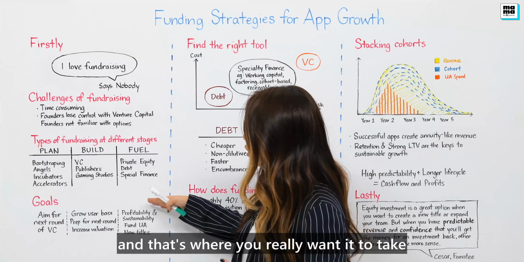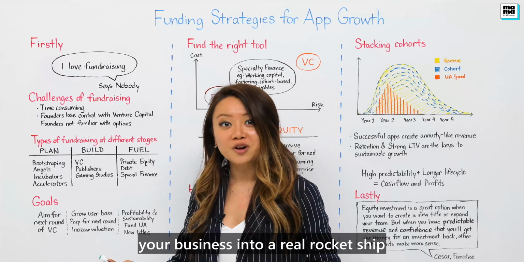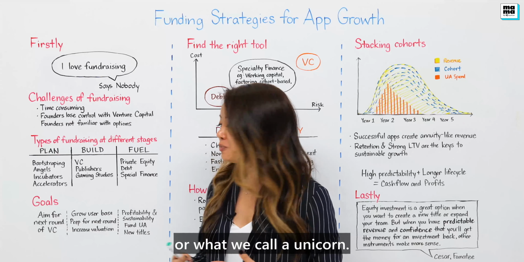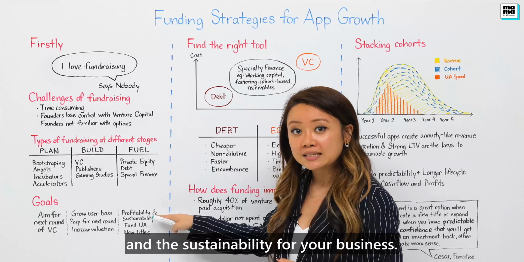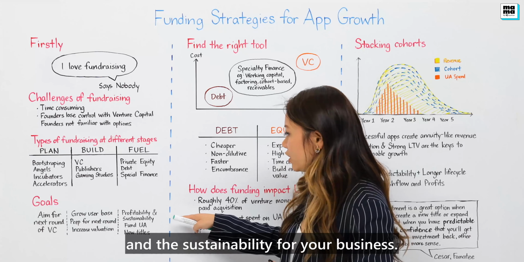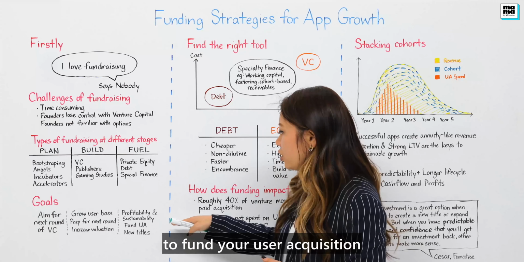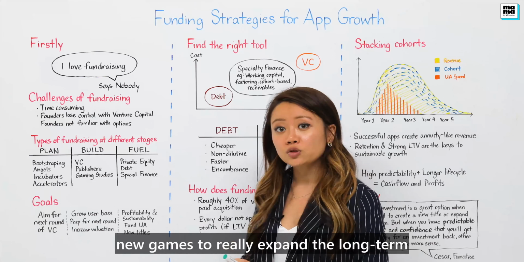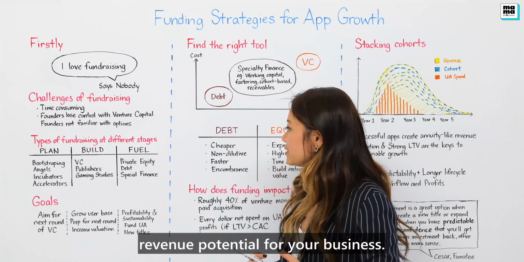That's where you really want to take your business into a real rocket ship, or what we call a unicorn. At this stage, you're really aiming for long-term profitability and sustainability for your business. You will need to start raising capital to fund your user acquisition or invest in new titles and new games to expand the long-term revenue potential for your business.